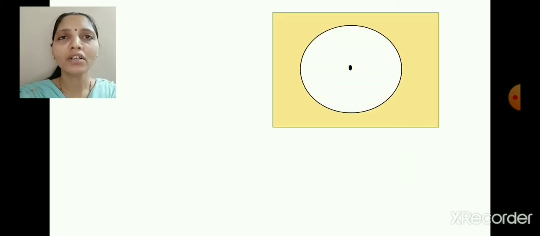Now here, if you observe this figure, I have drawn one circle with center C and I have drawn a secant which is passing through the center. So this is also a secant because it intersects the circle in two distinct points. What is the difference between the previous figure and this figure? In this figure, the secant is passing through the center of the circle. That means this secant divides this circle into equal parts.